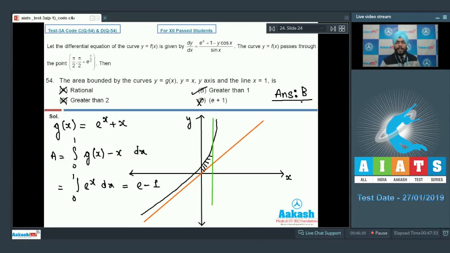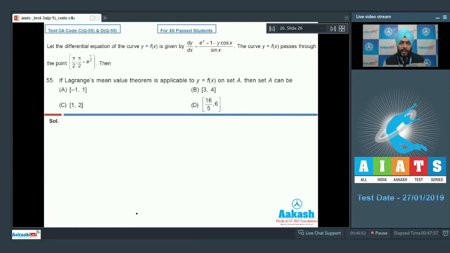Okay, let us move on to the next section, which contains match the column type questions. Let us move on to question number 55. Question number 55 says that if Lagrange's mean value theorem is applicable to y equal to f(x) on set A, then set A can be.